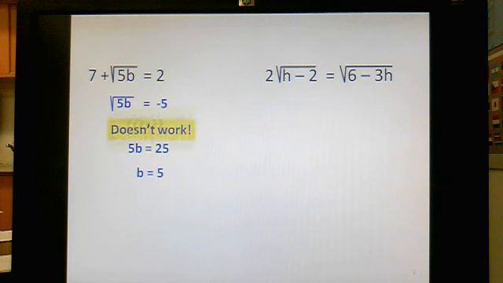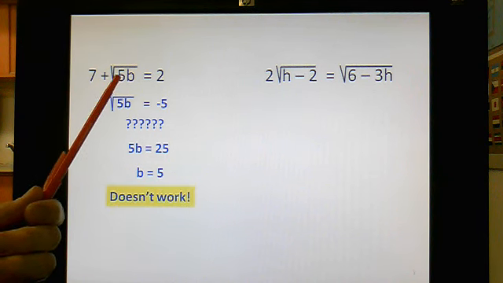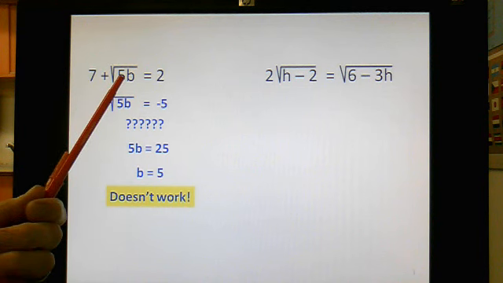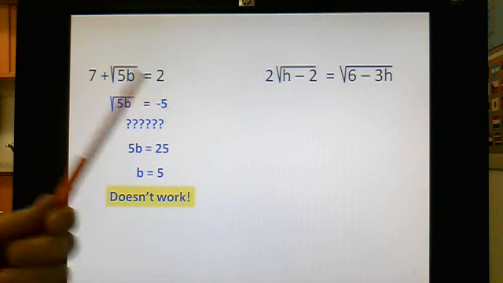So you might realize that this doesn't quite work when you plug it in. 5 times 5 is 25. The square root of 25 is 5. So this would just simplify down to 5. 5 plus 7 is not 2.